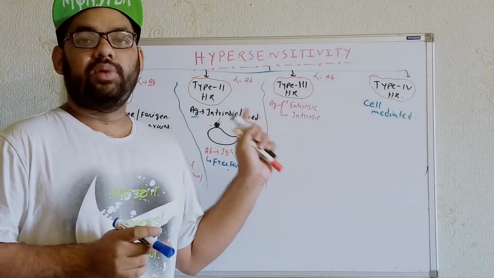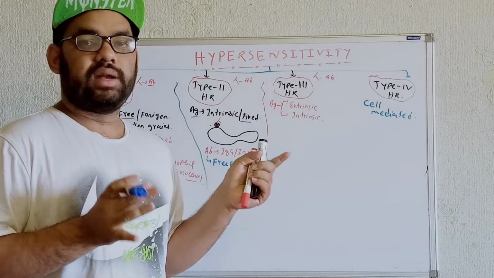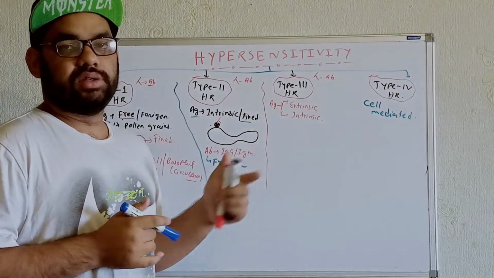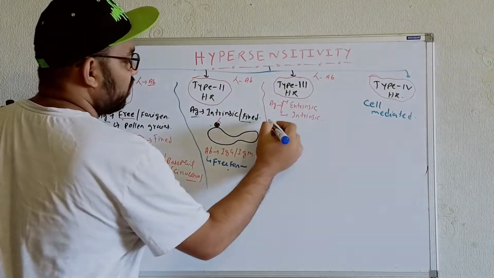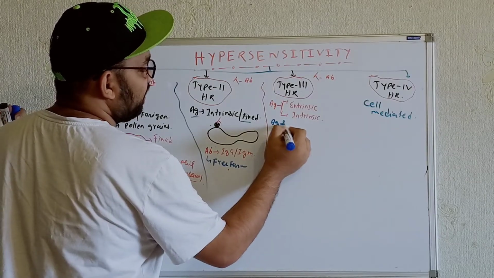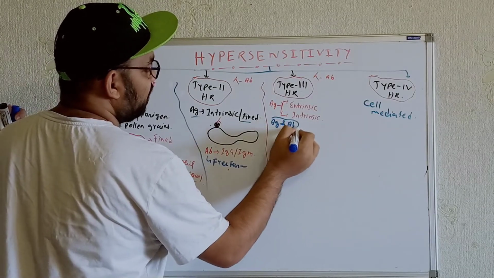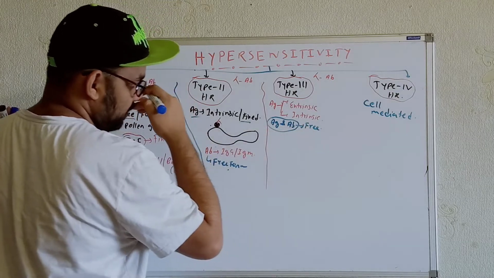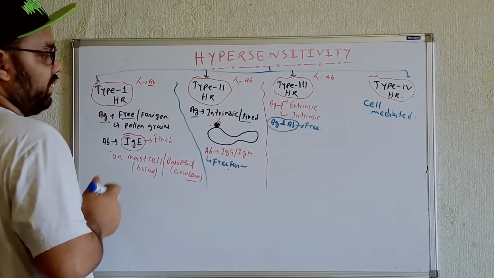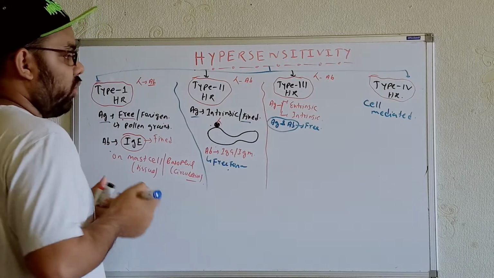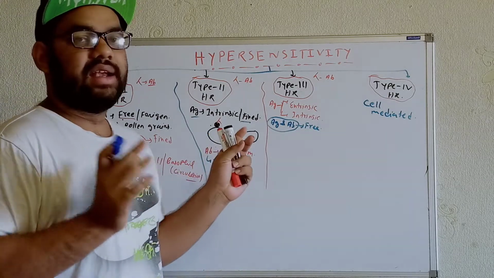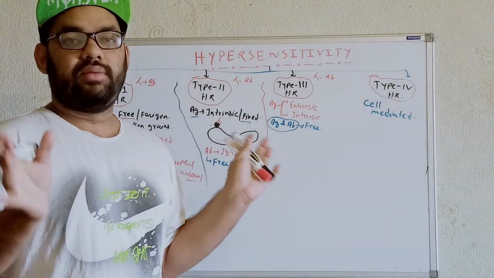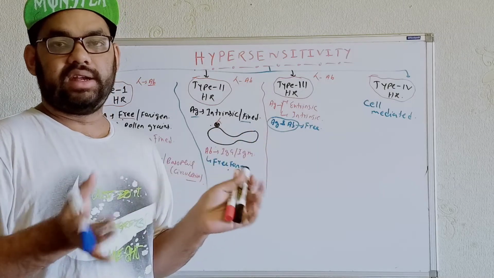Now in these cases, the most important thing over here is that the antigens and the antibody, both of them are in the free situation. That means they are freely movable within the circulation. So here we get the antigen and antibody, both of them free. Both of them are free. Okay, and whenever they are free, the antigen and antibody within the circulation will combine with each other and they will form the antigen antibody complex.